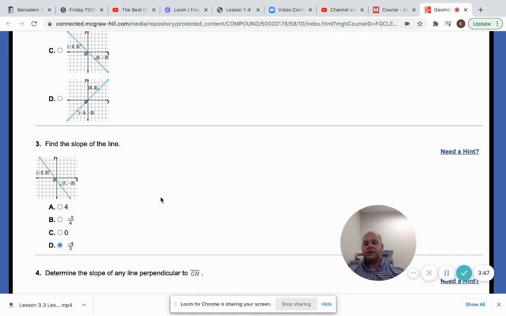But if you wanted to, you could definitely use the slope formula on here. It would be y2 minus y1, which would be negative 2 minus 2, which is negative 4, over x2 minus x1, which would be 1 minus negative 2, which is 1 plus 2, which is 3. So it'd be negative 4 over 3. Either way, you're getting D as the correct answer. Hopefully.